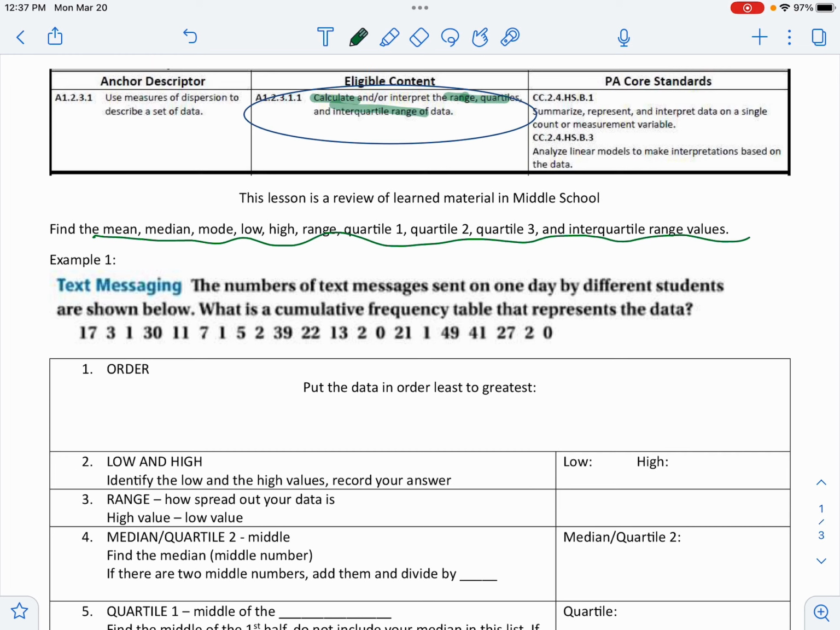So we're going to start talking about data sets. This particular example, again, is probably nothing even similar to what you do now. This book was written a while ago. But let's say this is how many text messages were sent by different students in one day. So, somebody sent 17. Somebody sent 3, somebody sent 1, 30, 11, 7, 1, 5, 2, and so forth. So when we have to organize data, it's really important that we put it in order.